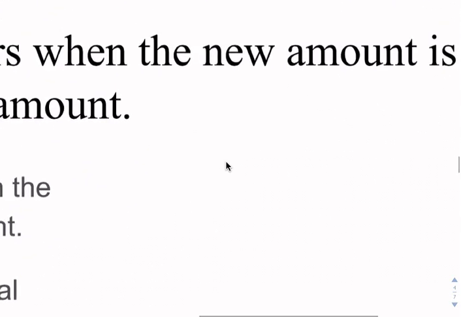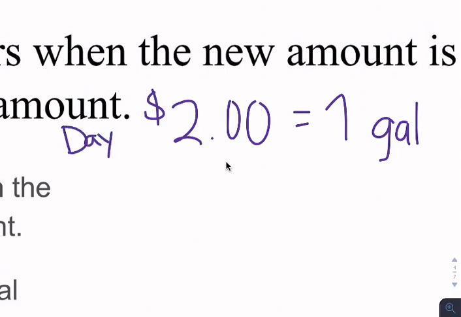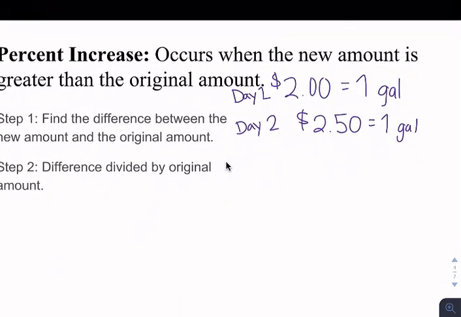So let's say one day a gallon of milk costs $2 for 1 gallon. And then let's say the next day, this is day one. Day two, they go into the store and milk costs $2.50 for 1 gallon. So now the new amount is greater than the original amount.